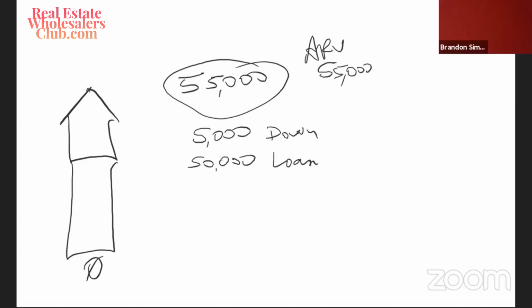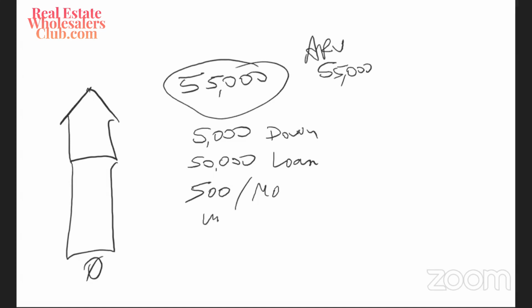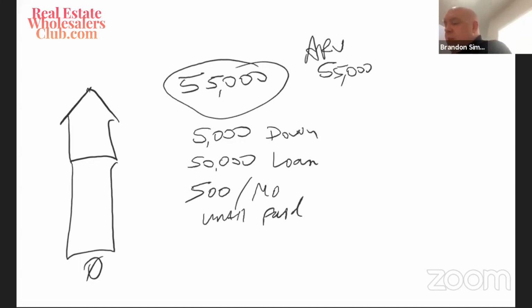And then what we agreed to is to give them payments. We'll give you payments of $500 a month until it's paid off. So now at $50,000 on the loan divided by 500, that's 100 months. Okay, or just a little over 8 years.